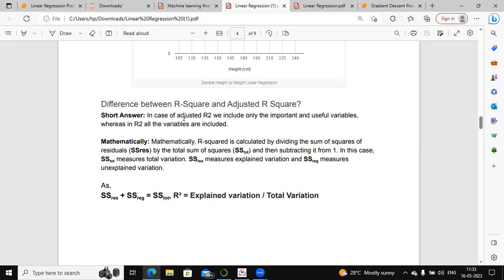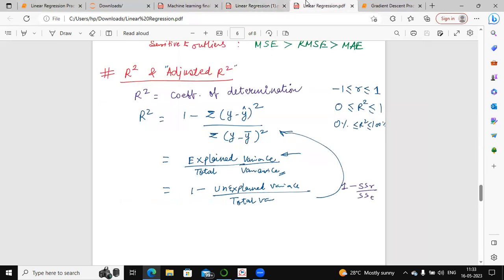Okay, so once again, in case of adjusted R square, we include only important and useful independent variables, whereas in R square, all the variables are included. Mathematically, R square is calculated by dividing the sum of squares residuals by the total sum of squares and then subtracting it from 1.